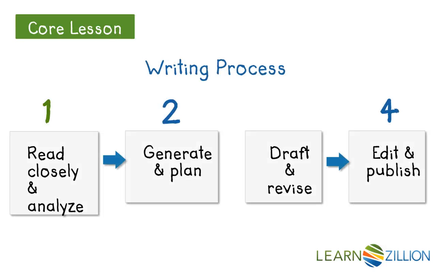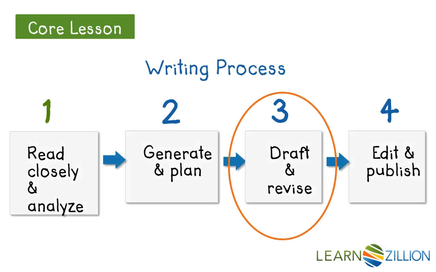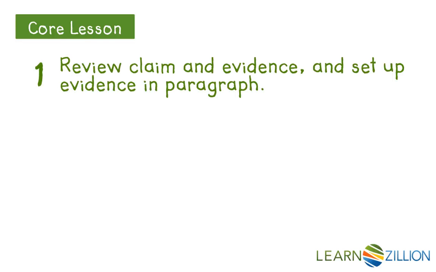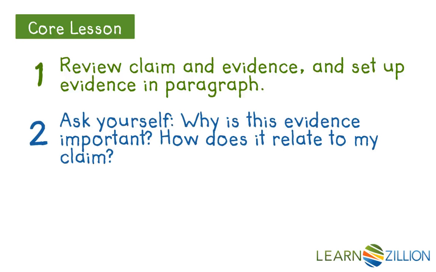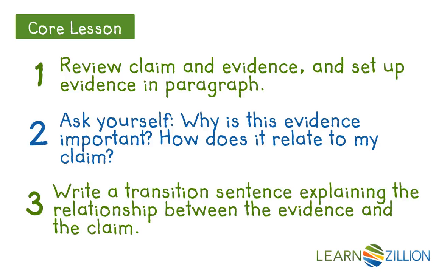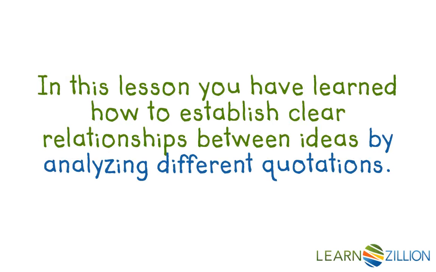So in the writing process, you see then how we're in the drafting and revising stage. We did this by reviewing the claim and evidence, setting up the evidence in a paragraph. Then we asked ourselves, why is this evidence important and how does it relate to my claim? And then the third step was to write a transition sentence explaining the relationship between the evidence and the claim. In this lesson, you have learned how to establish clear relationships between ideas by analyzing different quotations.